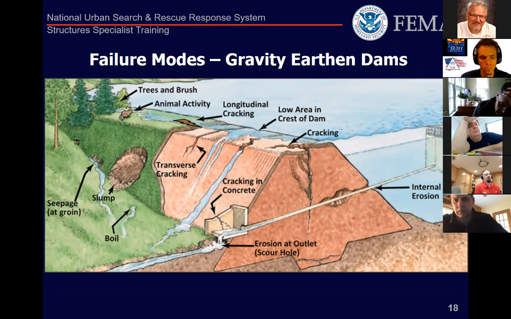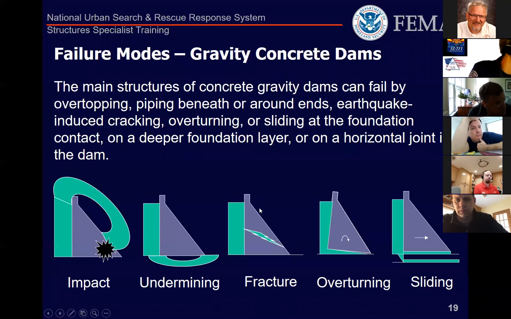Slumps are probably one of the easier ones to identify, because if the dam is nice and smooth and has a well-manicured face, you'll see bulges or slides, or you'll see discolorations depending on the time of year and the vegetation. You can see slumps and slides fairly easily. Next slide.